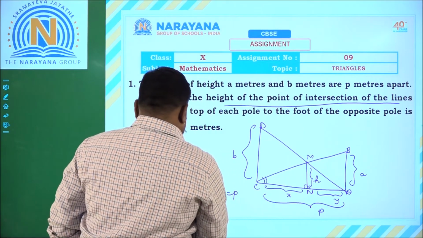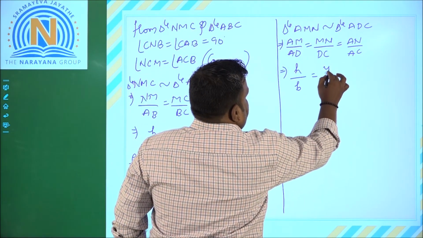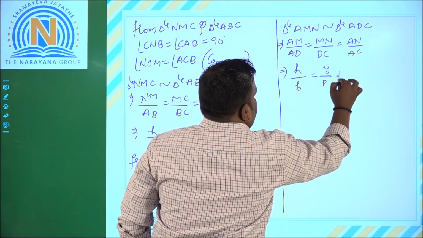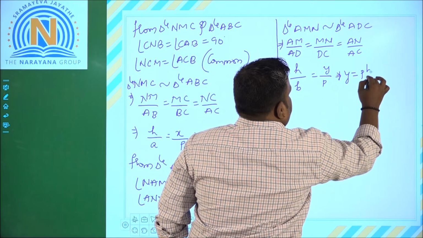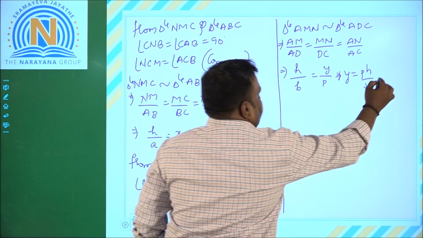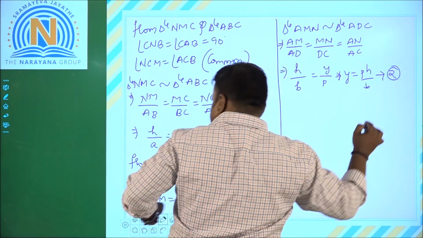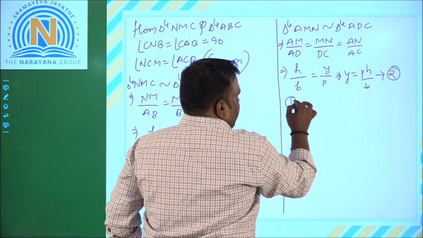AN is Y, by AC is P. From here, Y is equal to PH by P on sending P to that side. Let us name this as second equation. Now add 1 and 2 equations, that is 1 plus 2.